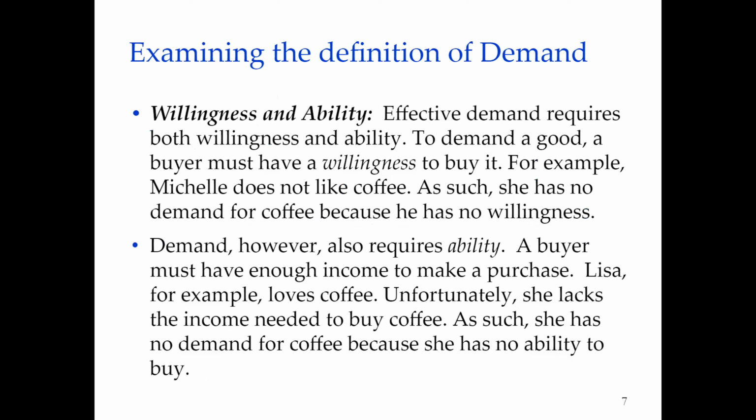So, willingness and ability. Effective demand requires both willingness and ability. To demand a good, a buyer must have the willingness to buy it. For example, Michelle doesn't like coffee. As such, she has no demand for coffee because she has no willingness.